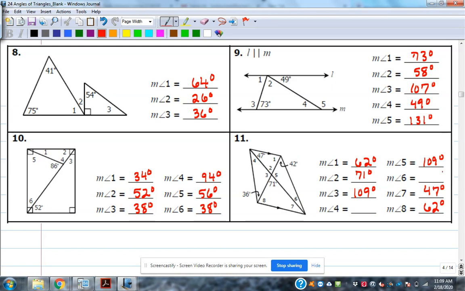An easier way would be that they're alternate interior angles. They're automatically congruent to one another, so you don't have to do any math to get there. That's one way of getting there.